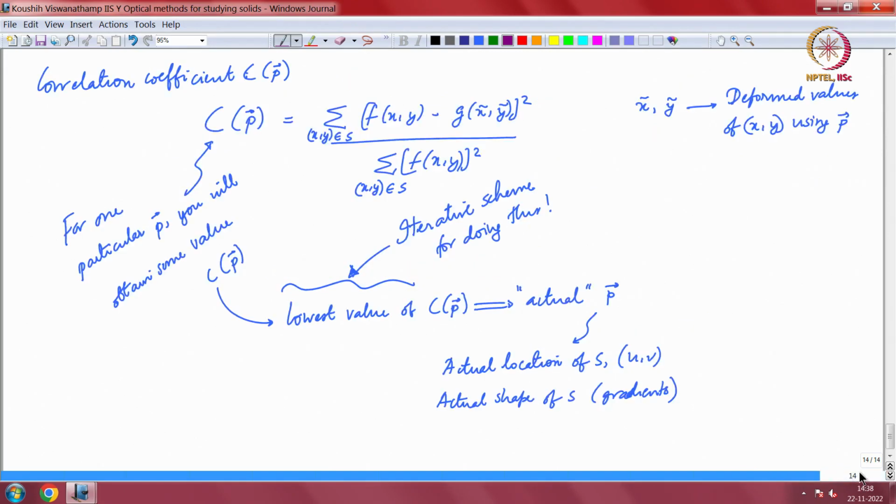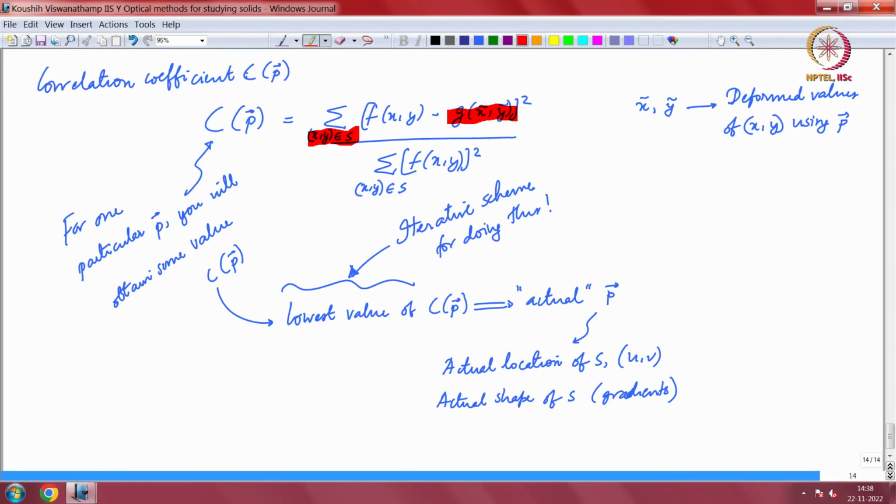Alright. So, the heart of this entire scheme of course is this guy called the correlation coefficient, which we have denoted by C, sometimes called CORR, so notation might vary, and it is defined as the following. So, you take the search region which is S, the subset which is S, and for every point location inside S you evaluate f at x, y, that particular point, minus g of x tilde, y tilde. Now, x tilde, y tilde are deformed values of x, y.